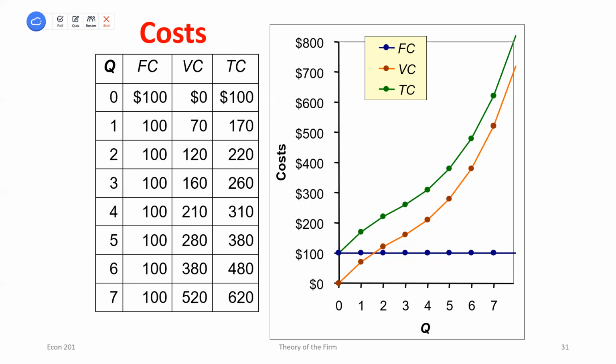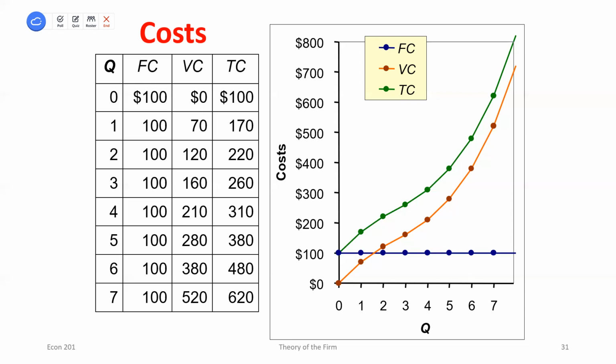What should the difference between my total and variable costs always be in this example? If my total costs are equal to my variable costs plus my fixed costs, the difference between my total costs and my variable costs should always be whatever my fixed costs are. In this example, my fixed costs were 100. So the gap between that green and orange line should always be 100. Okay. Any questions on that?